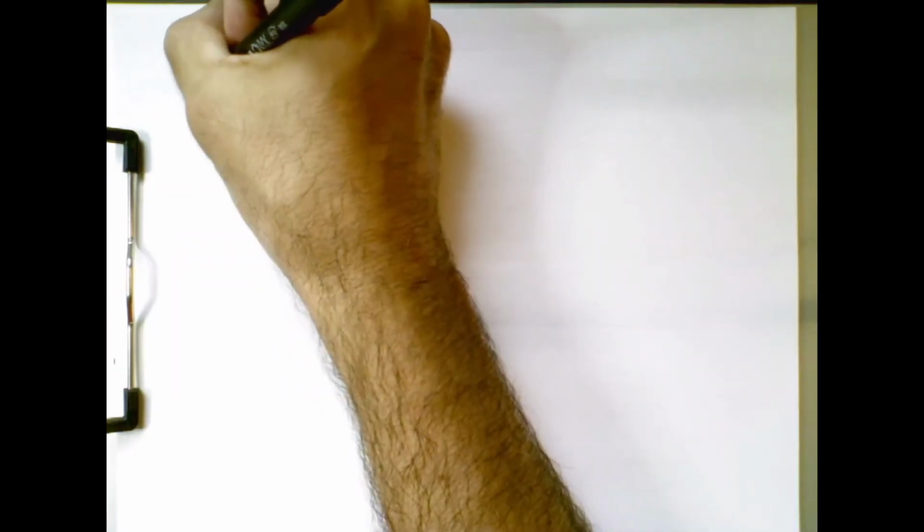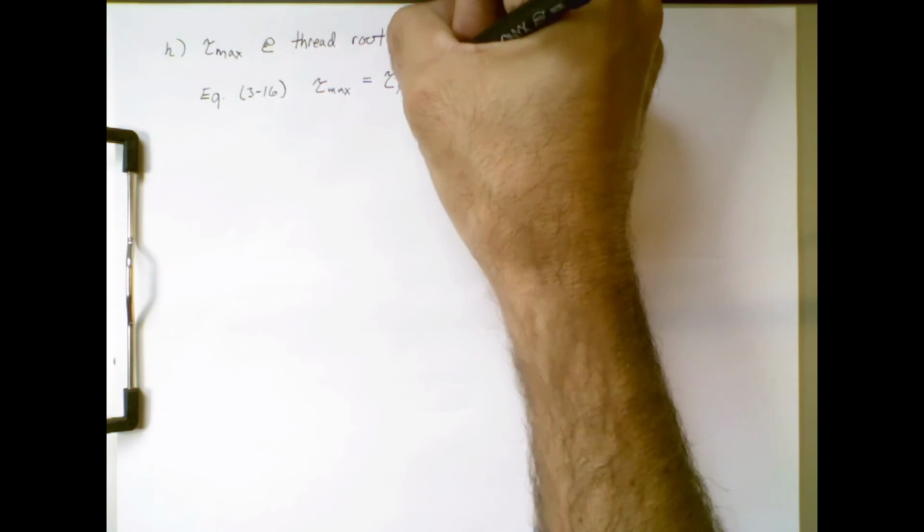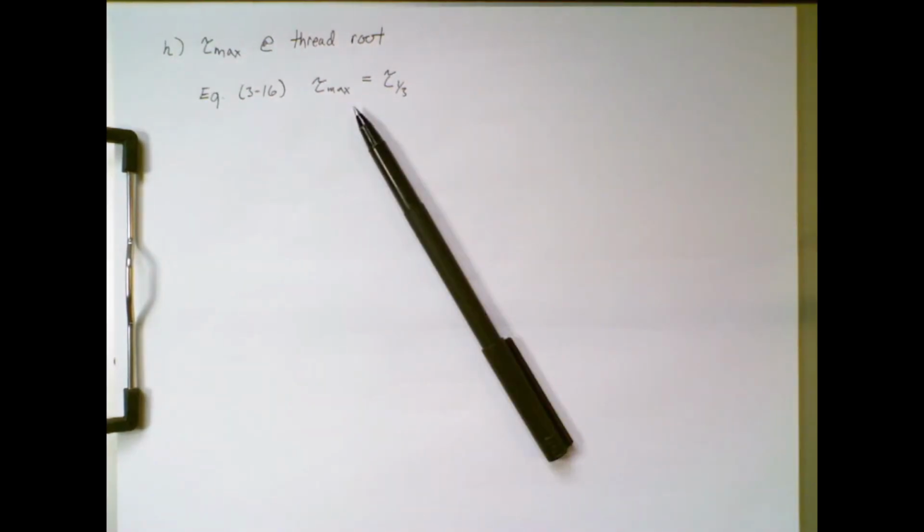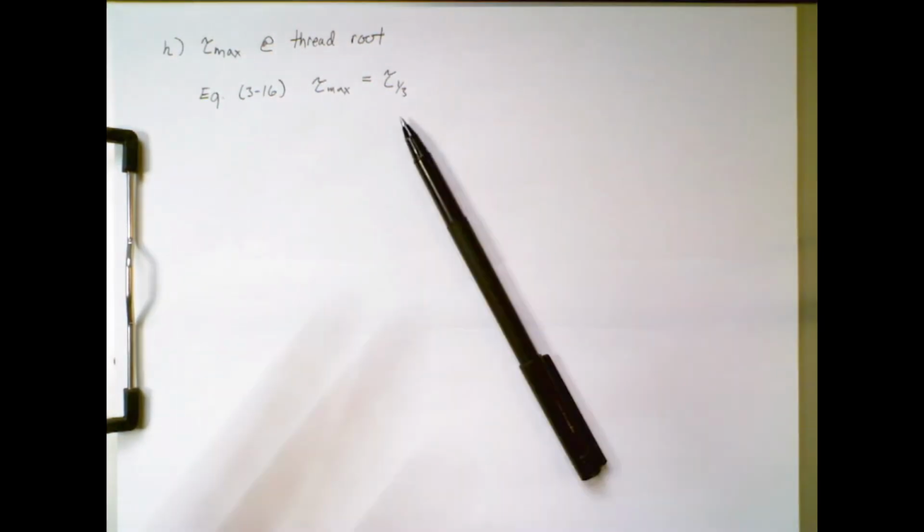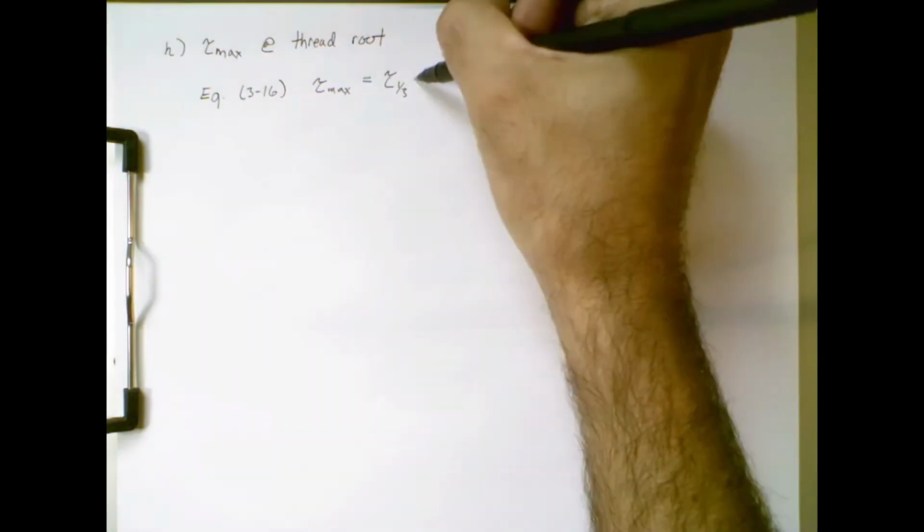Part H asks us to find the maximum shear stress value at the thread root. So recalling how to calculate the maximum shear stress value, this draws upon information from Chapter 3, and this goes back to calculating principal stresses. So we can see from equation 316, the maximum stress is going to be calculated using the first, the largest, and the third, the smallest principal stresses.